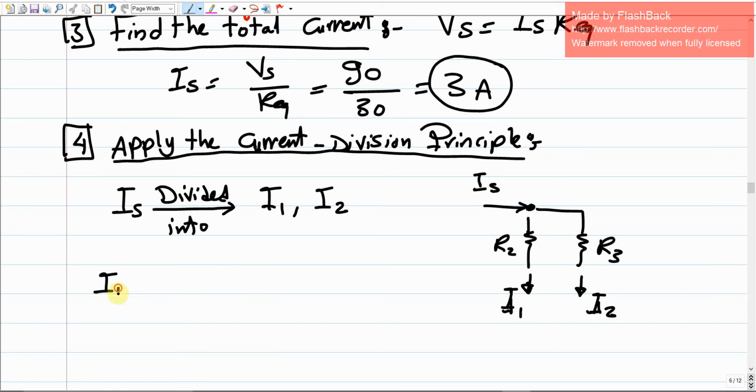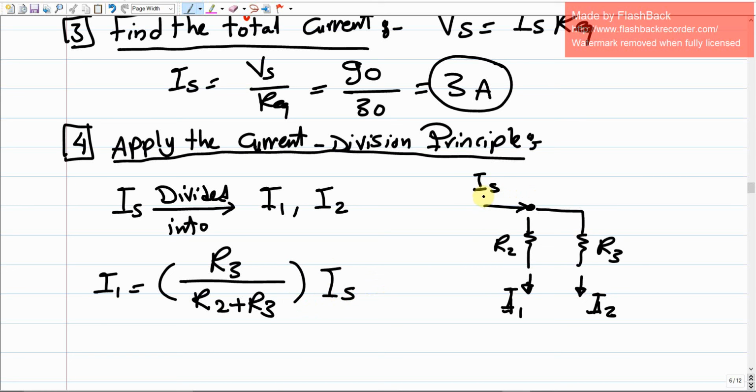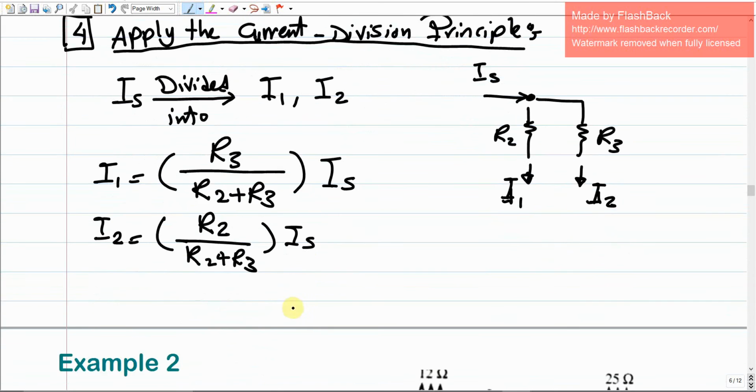So how much is I1? I1, the current over R2, should be the resistance of the other resistor, R3, divided by the sum of R2 plus R3, times IS, which is the total current that has been split. And how much is I2 according to the current division law? It's going to be R2, the other resistance, divided by R2 plus R3, multiplied times IS. So these are the two equations that we're going to use.